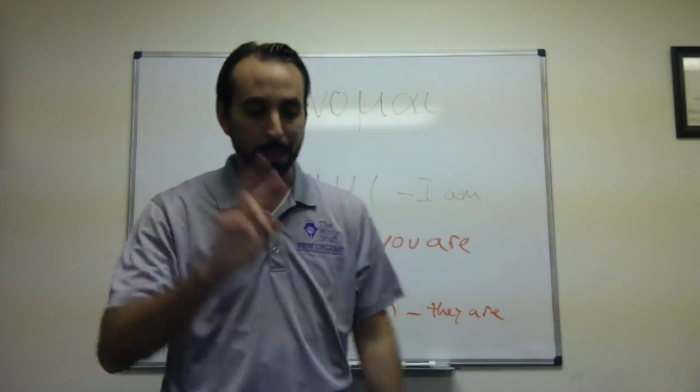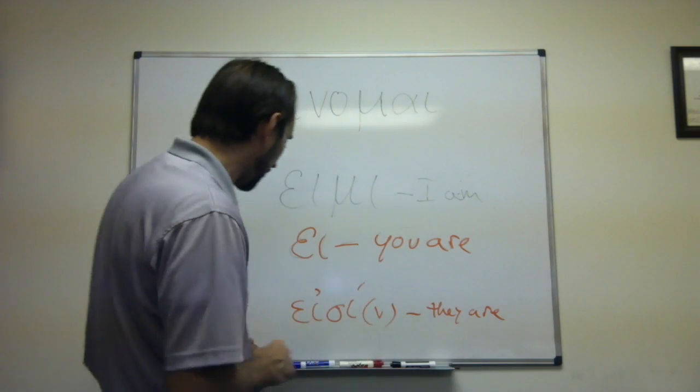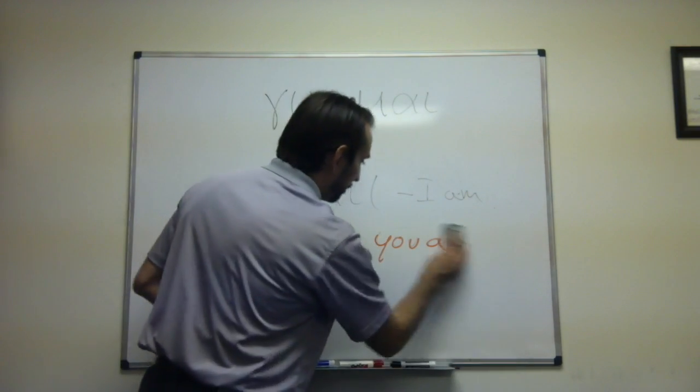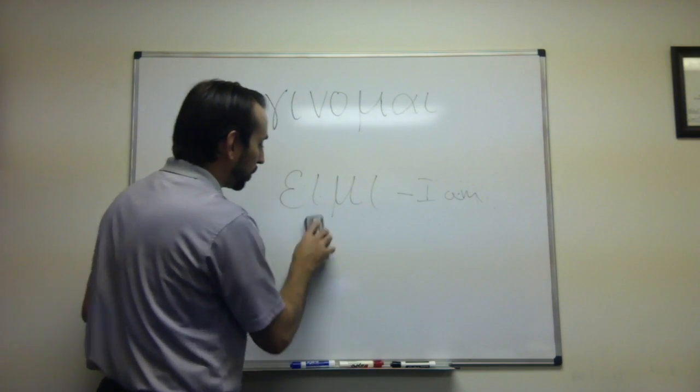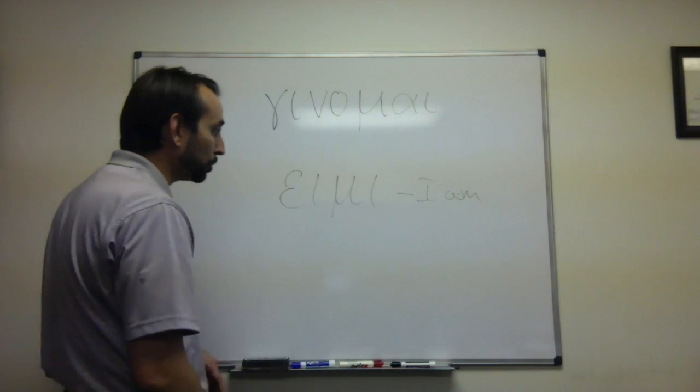And then I think there are two more aspects to this chapter. So if I have a copulative verb like eimi, what's going to happen is I'm going to have at least one nominative, if not two nominatives.